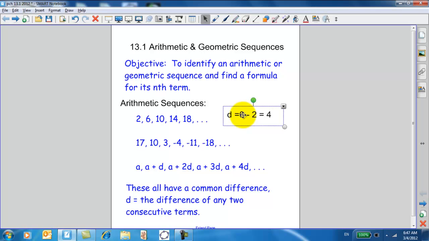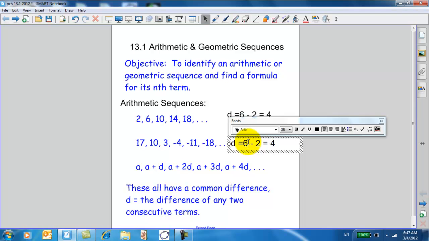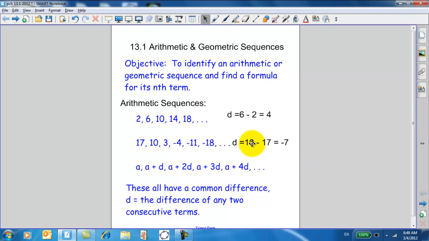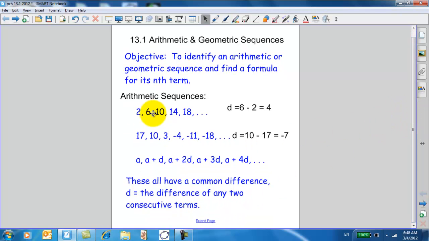Notice on this next one, though, when we take 10 minus 17, notice the order, 10 minus 17, and you get negative 7. So now you've got a common difference of negative 7 for this one. And here, this tells the general idea of an arithmetic sequence. You go from a to a plus d to a plus 2d to a plus 3d. Here, the common difference is just plain old d. So that's the idea of common difference. It tells you by what you're going up each time in the arithmetic sequence.